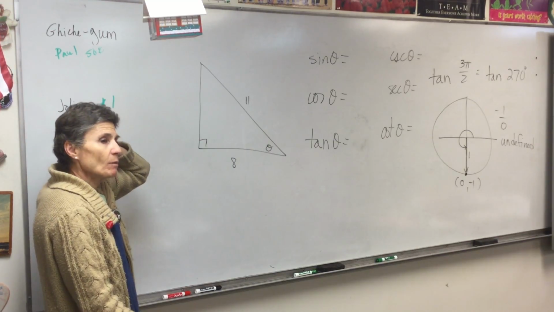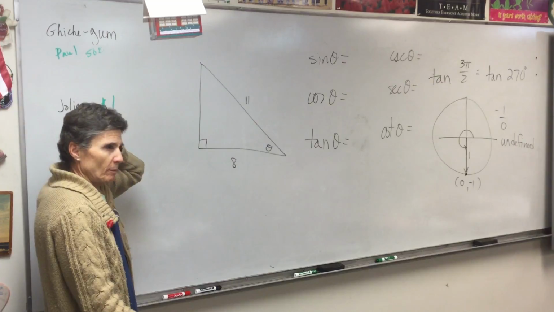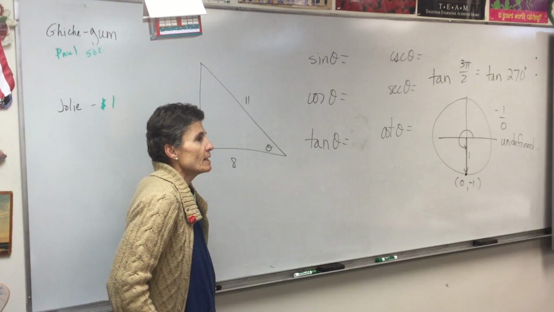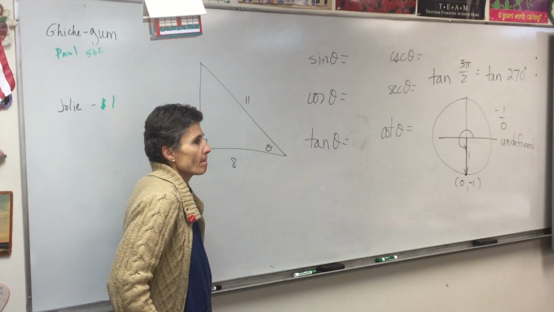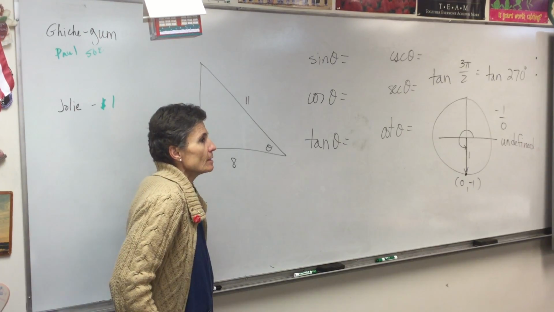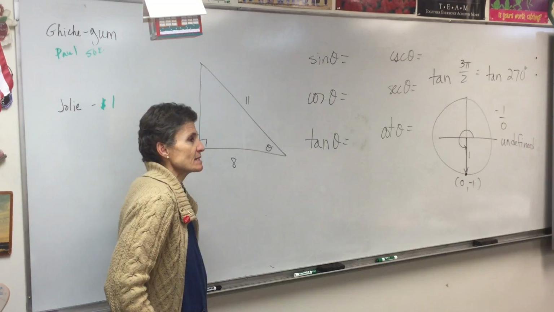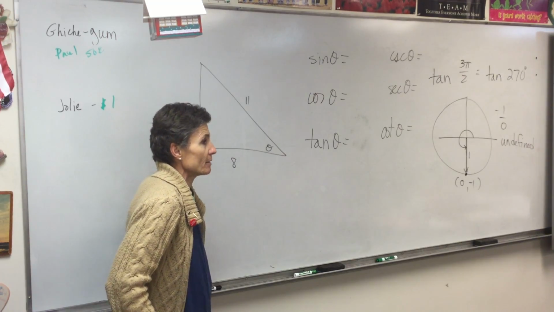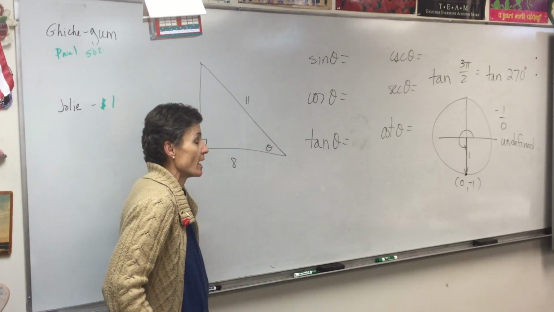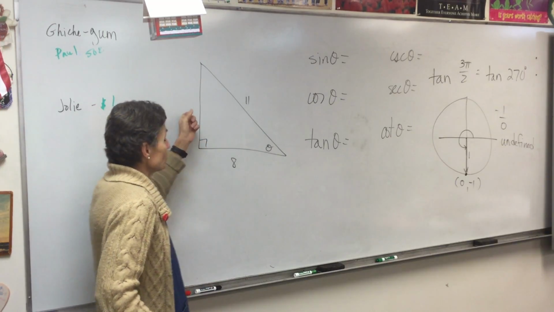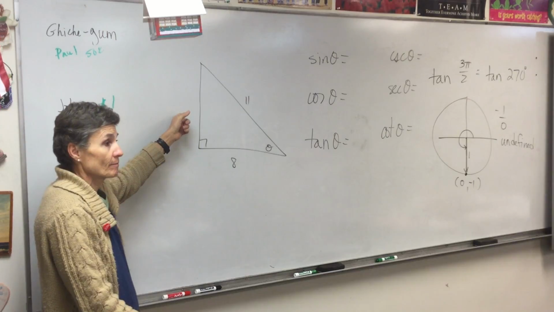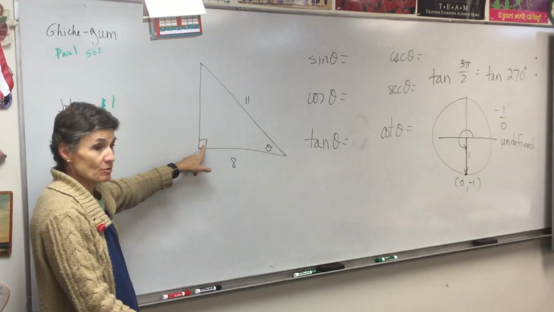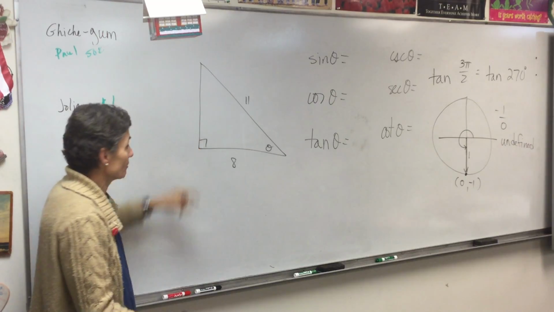Any ideas what we might want to do to get started? There's probably one thing you want to do to get started. Yeah, Chloe? Yeah, you want to find that side that's missing, because at some point we're going to need opposite, adjacent, and hypotenuse, right? And we don't have all those yet. So how can we find the side that's missing? We'll use the Pythagorean Theorem. It's a right triangle. Don't forget about your Pythagorean Theorem.